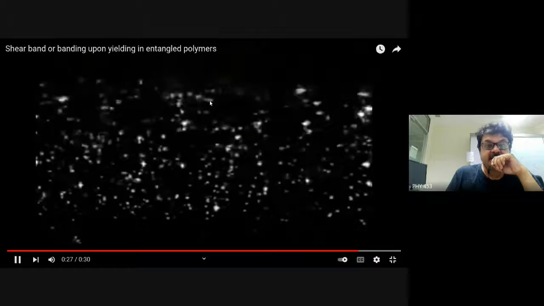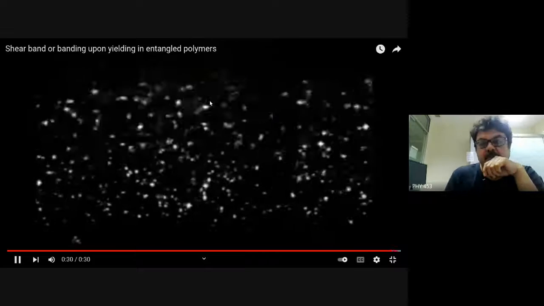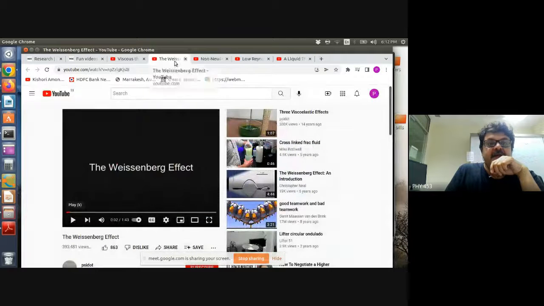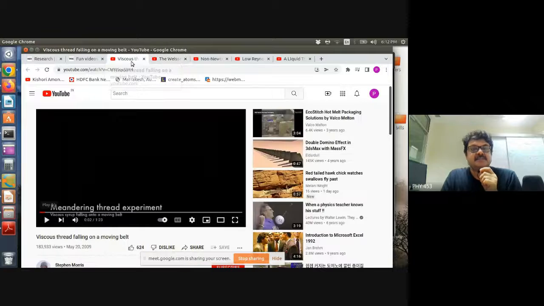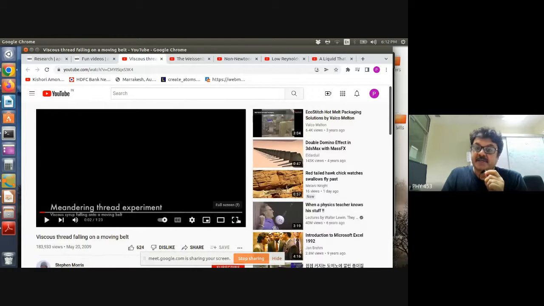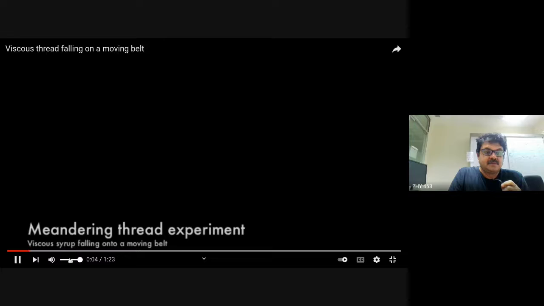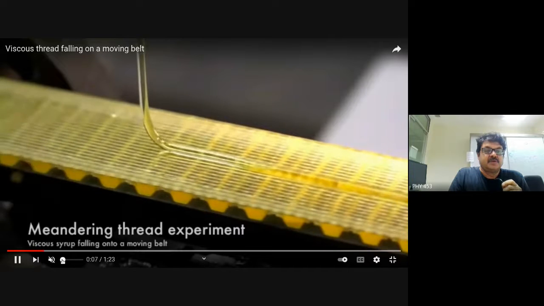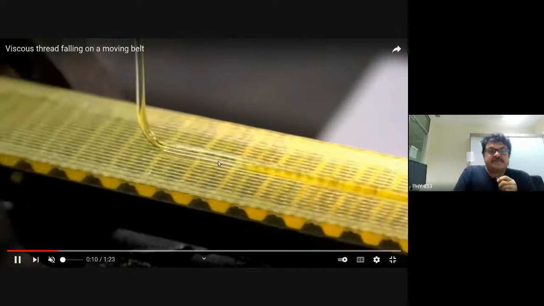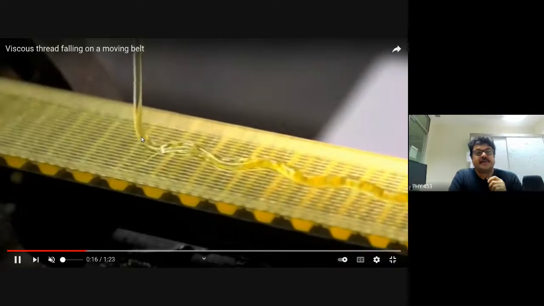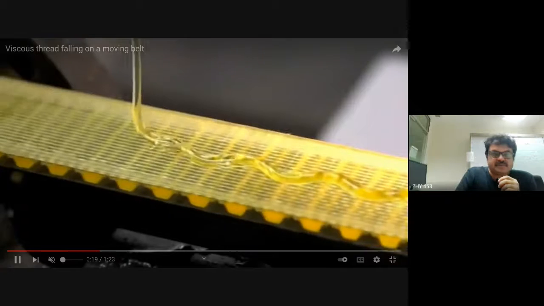I have intentions to work on this. I have a model which has shear banding. So this is the phenomenon of shear banding, and then you can see the meandering thread experiment. I was lucky enough to see it with my own eyes at the University of Toronto. What is being done here is that there is a plate which is being moved at a constant velocity, and honey is flowing at a constant rate. This was done by Stephen Morris at the University of Toronto.